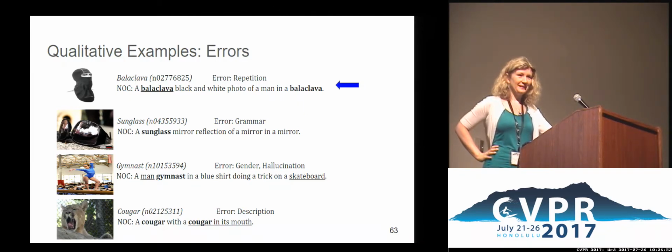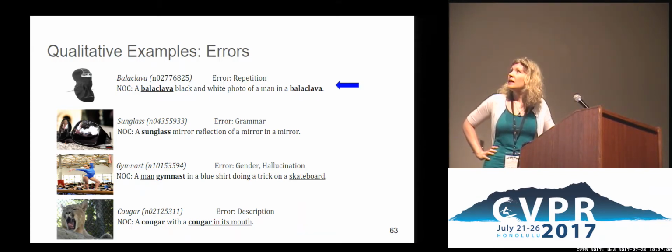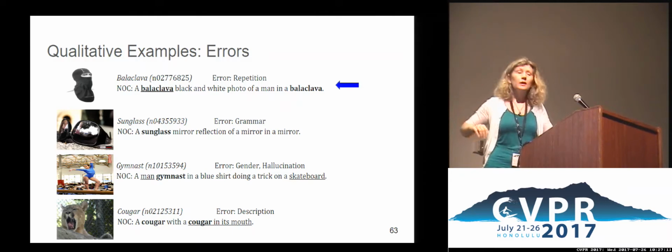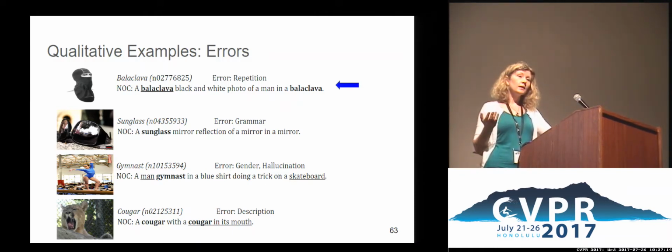Very perceptive. Yeah, so actually I had this slide that I didn't show, but one of the common errors of this model is repetition. So we'll say balaclava, black and white photo of a man in a balaclava. Or cooler with a cooler in its mouth. So we're not quite sure why it's doing that. One guess is that the model has some strong evidence for that particular word, and it's a high probability word. And maybe the language model hasn't fully learned how to not insert it more than once.